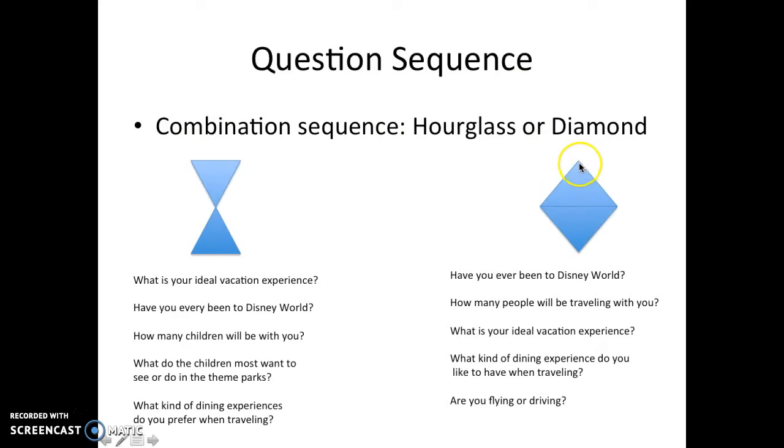Then the diamond begins very closed, goes very broad, and ends with closed questions. Have you ever been? How many people are traveling? Very broad: what's your ideal vacation experience? What kind of dining experience? And then, are you flying or driving?